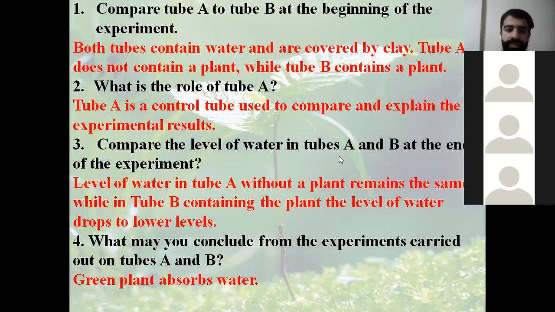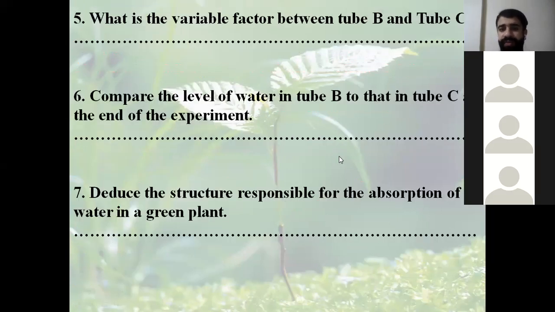What may you conclude from the experiments carried out in tubes A and B? So the green plants, they absorb water. Now let's move to part 5.